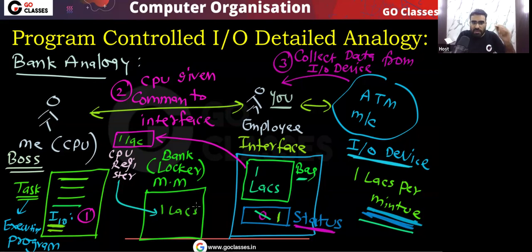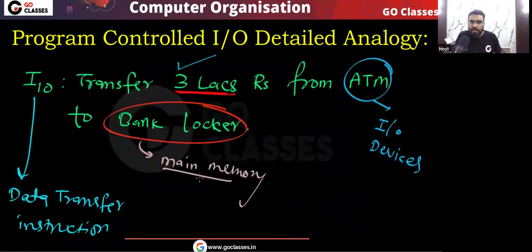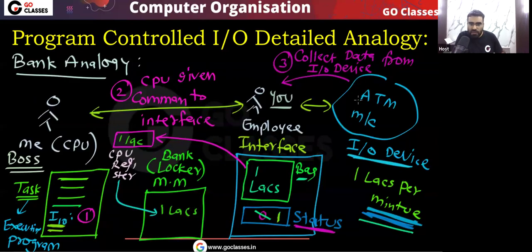Now, one more thing. So far, how much money did we transfer? Let me know. How much data did we transfer? We transferred only 1 lakh rupees. But how much do we need to transfer? Tell me. We need to transfer 3 lakh rupees. Now what will happen? After transferring 1 lakh rupees, again the same thing will happen. Again the CPU will continuously check.